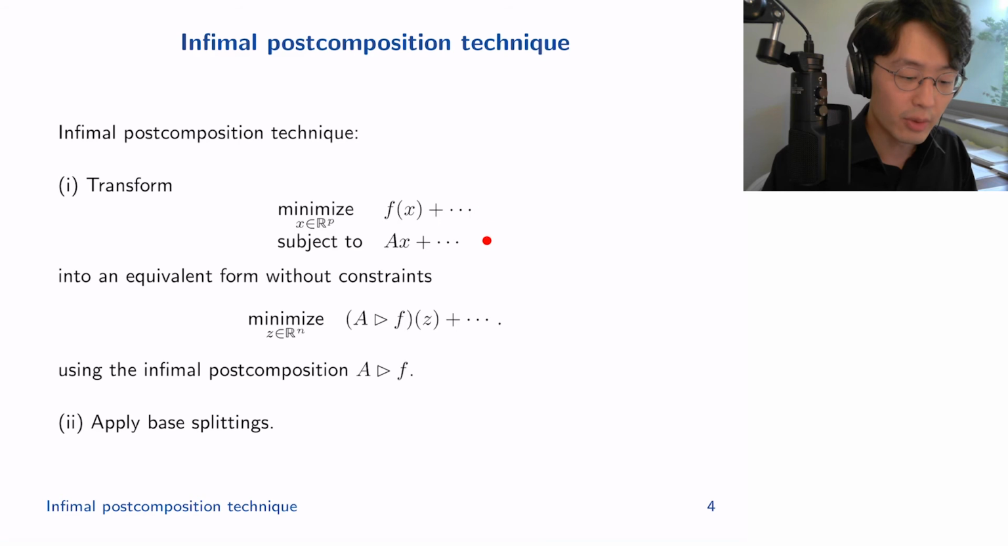Once we transform our problem, originally with linear equality constraints, into an equivalent problem without any constraints, we can then apply one of our base splitting methods. These two steps constitute the Infimal postcomposition technique.